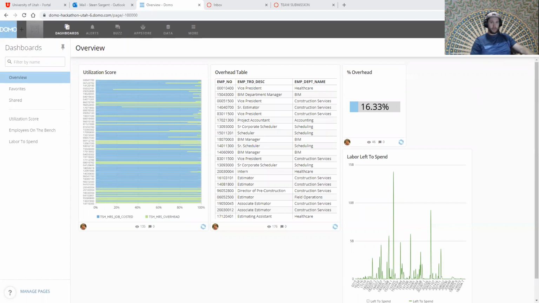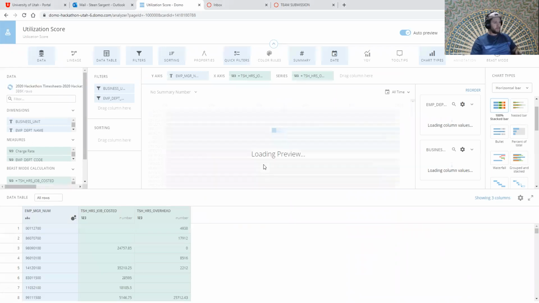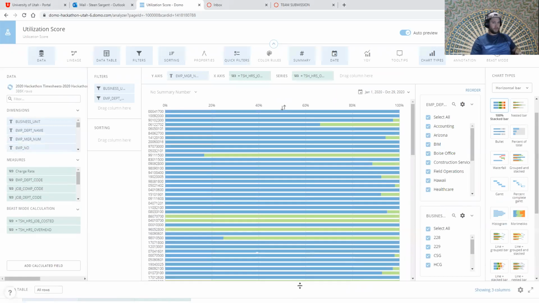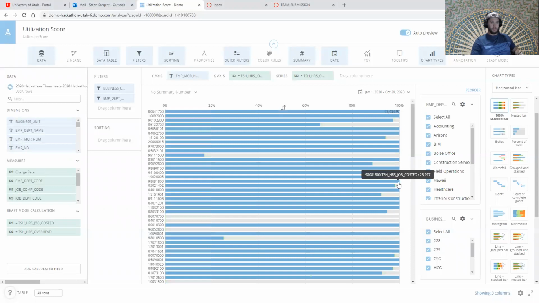We'll start off by talking about the dashboards that we created, what our thought process was, and the data that we utilized to pull that in. Start first with the utilization score. What it's wanting us to do is to rank the managers according to their job cost resources in their departments, and then the percentage of time that was charged to construction jobs and percentage of time that was charged to overhead jobs.